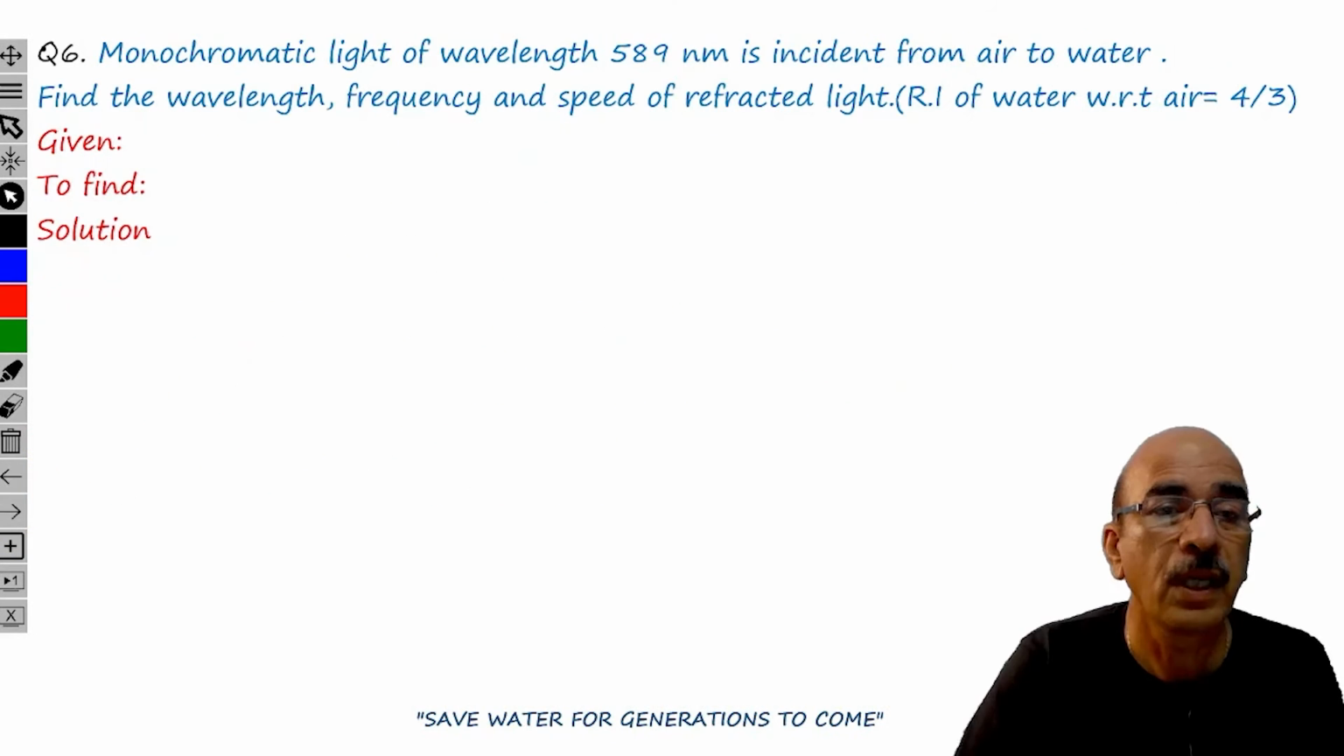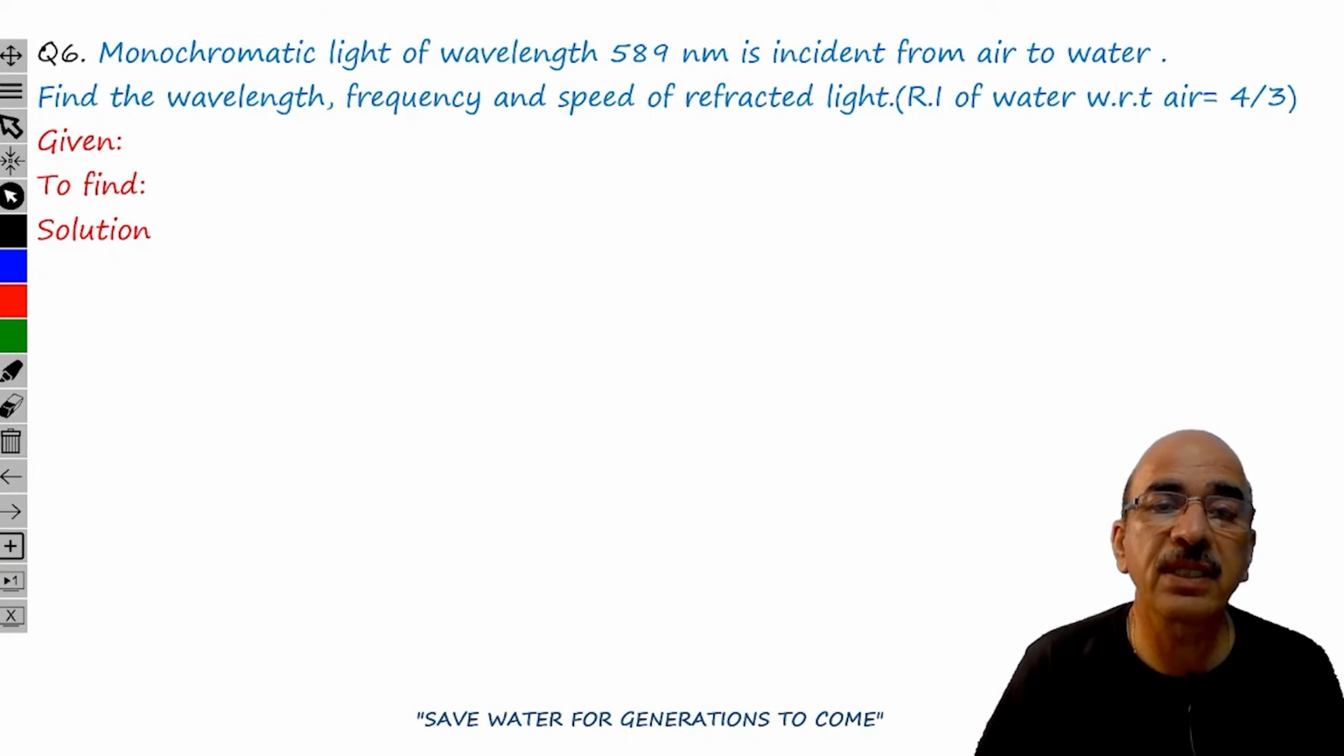Now next. Now question number 6. Monochromatic light. Mono means one. Monochromatic light of wavelength 589 means light of only single wavelength. 589 nanometer is incident from air to water. So water is second medium. Find the wavelength, frequency and speed of refracted light. Means the refracted light means light in water. The refractive index of water with respect to air is 4 upon 3.